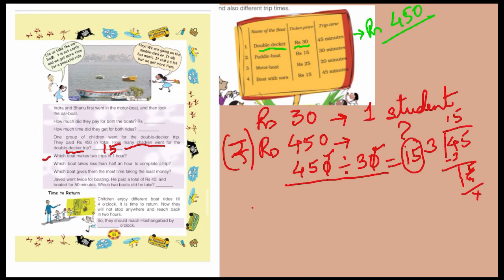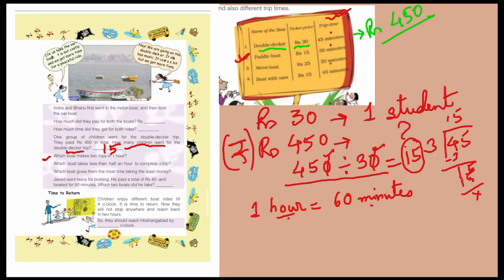Next question. Which boat makes 2 trips in 1 hour? Now we know 1 hour is equal to 60 minutes. So now we have to see among the trip times that if we double the time, it should be 1 hour. Okay, so this is 45 minutes. The 45 plus 45 is 90 minutes, which is more than 60 minutes. That means more than 1 hour. Next, 30 minutes. 30 plus 30 is 60, exactly 1 hour. So our answer will be paddle boat.